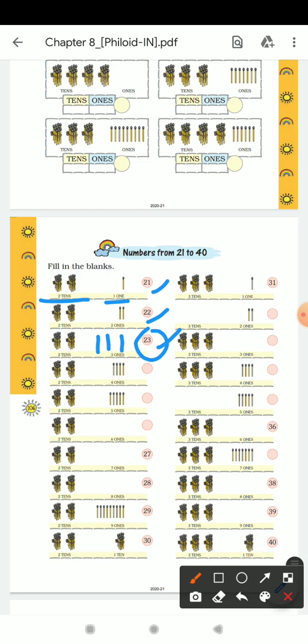Now in the next line, 2 bundles are there and 4 matchsticks are there, so it forms 24. In this way you have to write in a circle. All questions are like that only. You have to do it carefully.